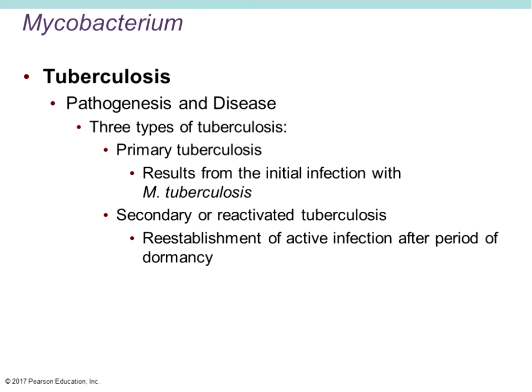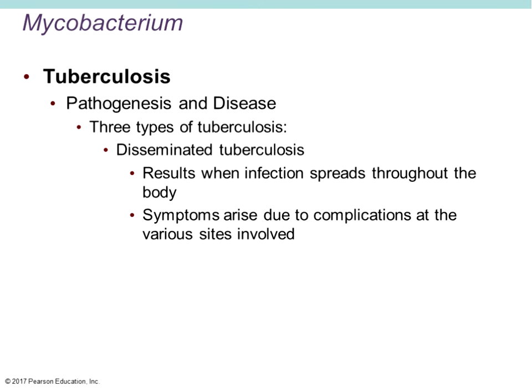There are three different types of tuberculosis that we'll talk about: primary tuberculosis, secondary tuberculosis, and drug-resistant tuberculosis. Primary tuberculosis results from the initial infection with the bacterium. Secondary or reactive tuberculosis is the reestablishment of the active disease after it has been dormant for some time. And then disseminated tuberculosis results from the spread of the TB throughout the body. So the symptoms arise as a result of the various different parts of the body that are affected.